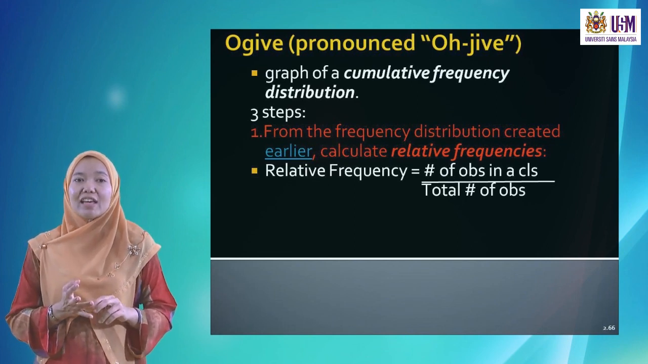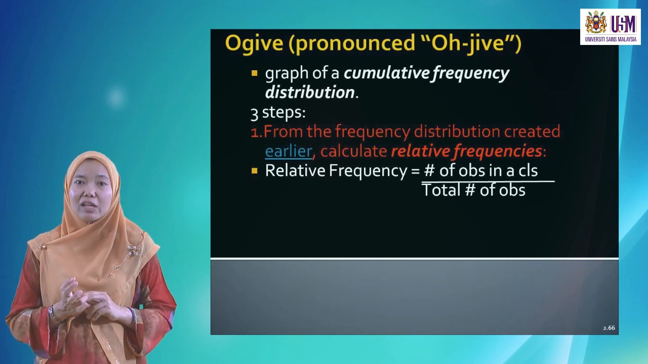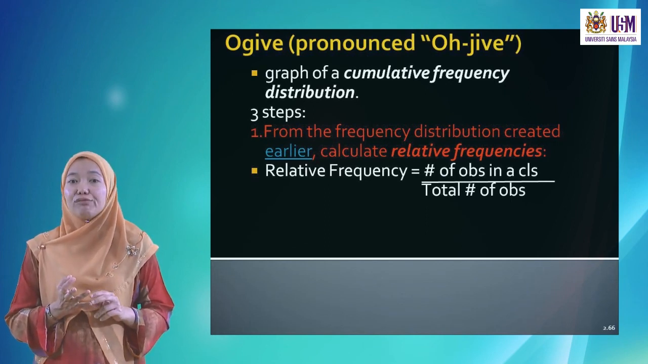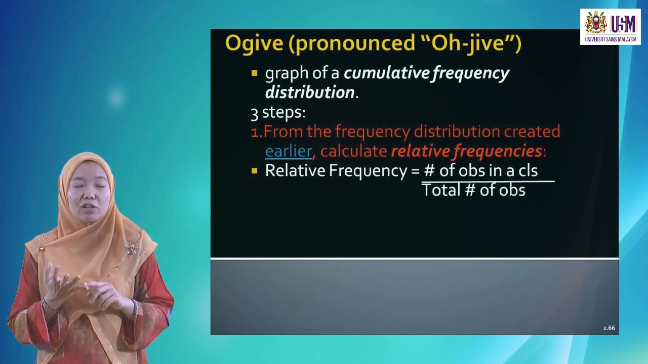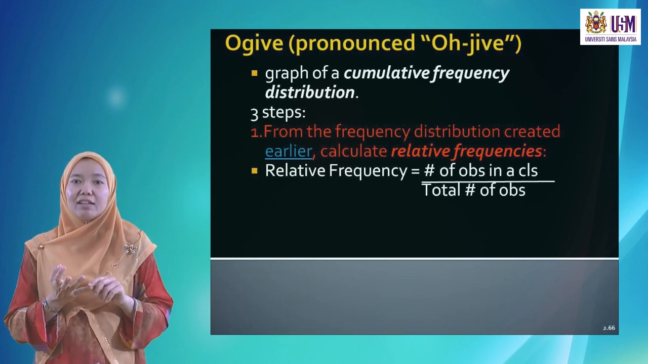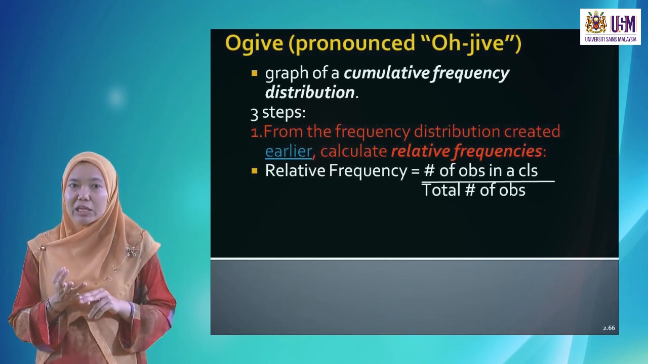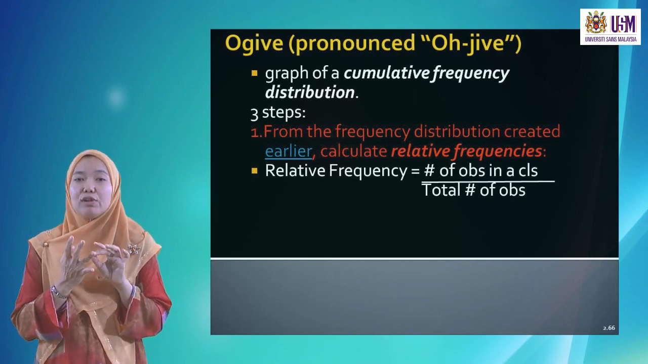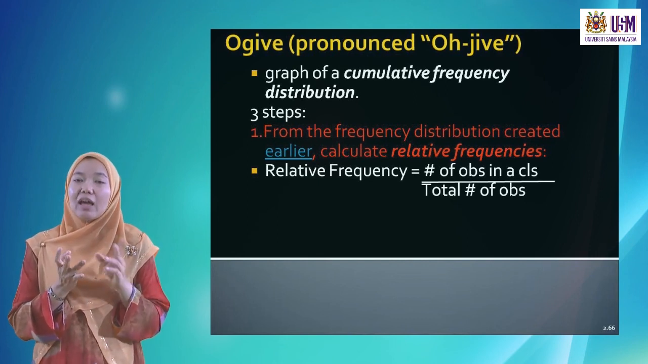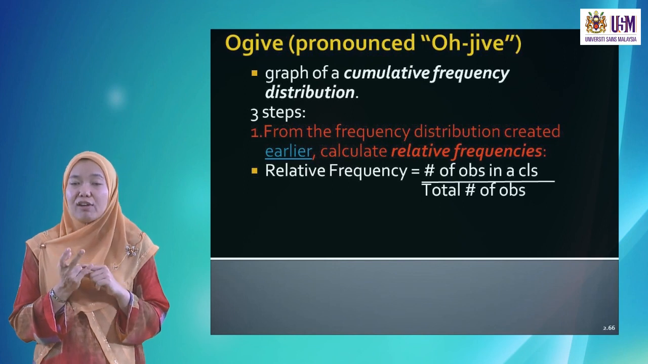The second part, under graphical techniques for interval data, other than the histogram just now, is what we call an ogive. It's pronounced as ogive. So what is an ogive? An ogive is a graph of cumulative frequency distributions. I already introduced to you what a frequency distribution is, where you count according to the groups. And then you have the relative frequency distribution, in terms of percentages out of 100.